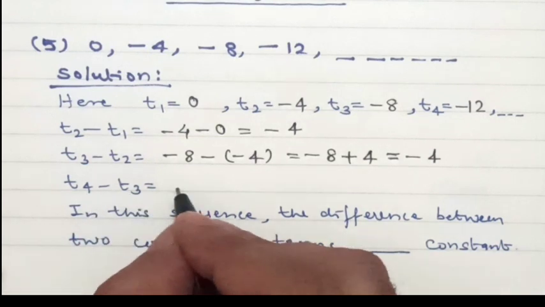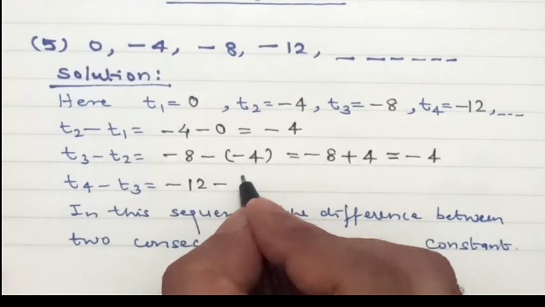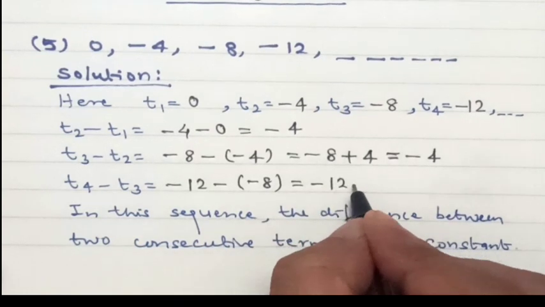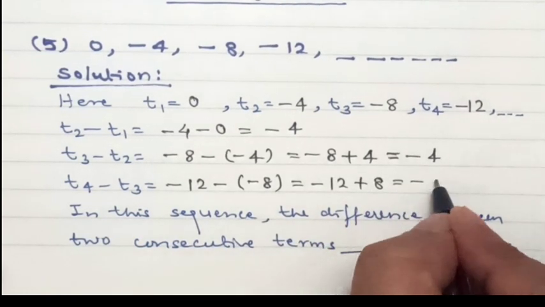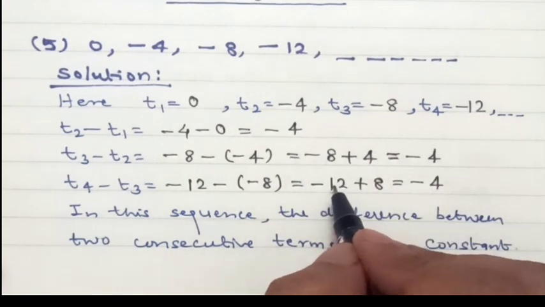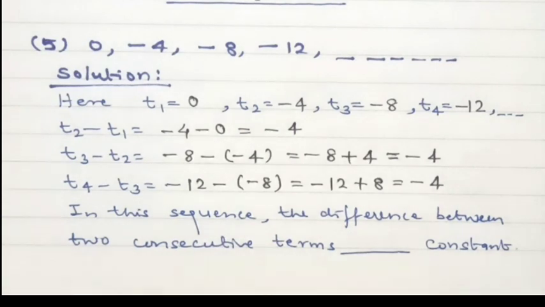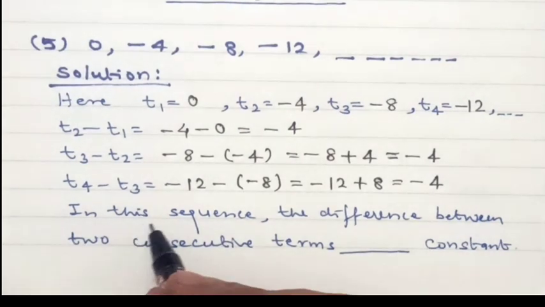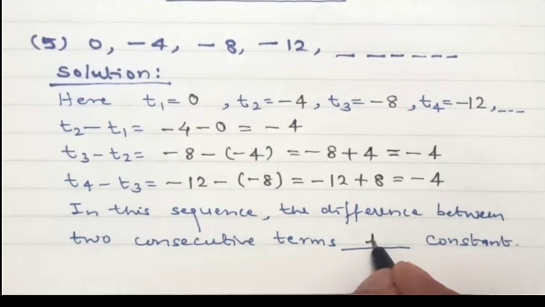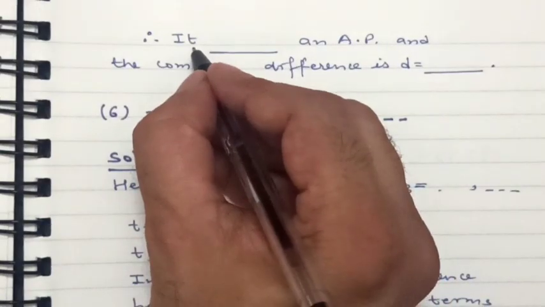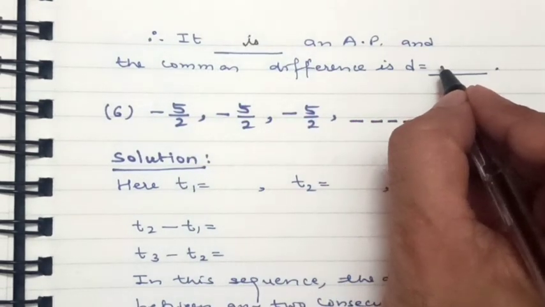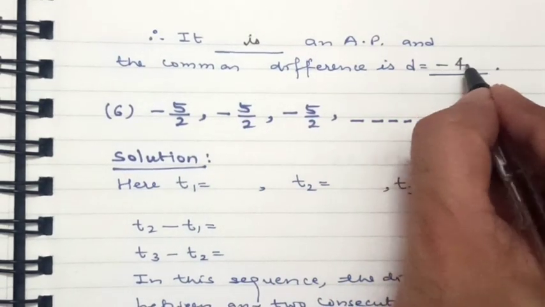T4 minus T3, T4 is minus 12, minus of 8 will give you minus 12, plus 8 will give you minus 4. Look at first, second and third differences. All are constant. So write in this sequence, the difference between two consecutive terms is constant. Therefore, it is an AP and the common difference is minus 4.